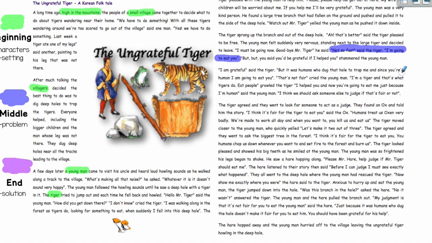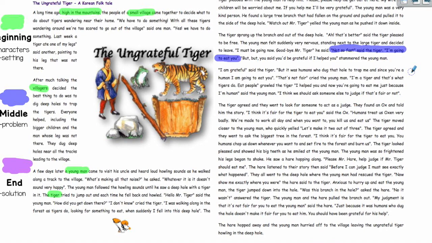Okay, so from this paragraph, I'm not seeing my problem being resolved yet. So I know that this paragraph is still considered part of the middle. In this paragraph, we might see a potential solution to our problem, which is having other people judge whether or not it's fair. Let's continue reading and see if this resolves our problem.